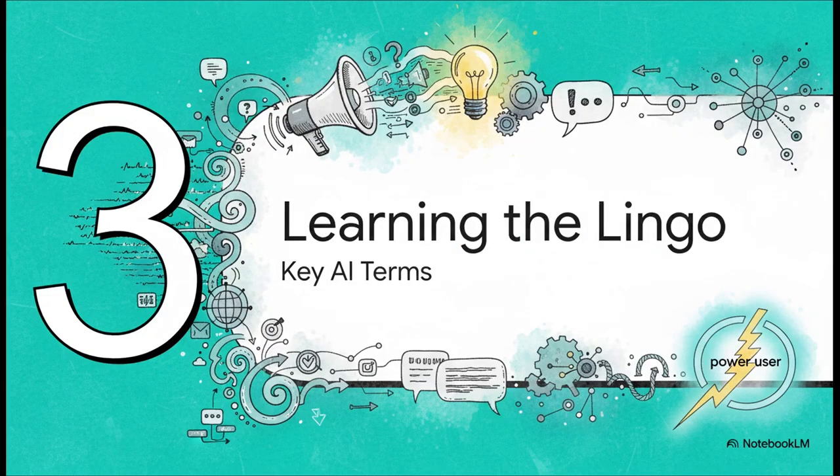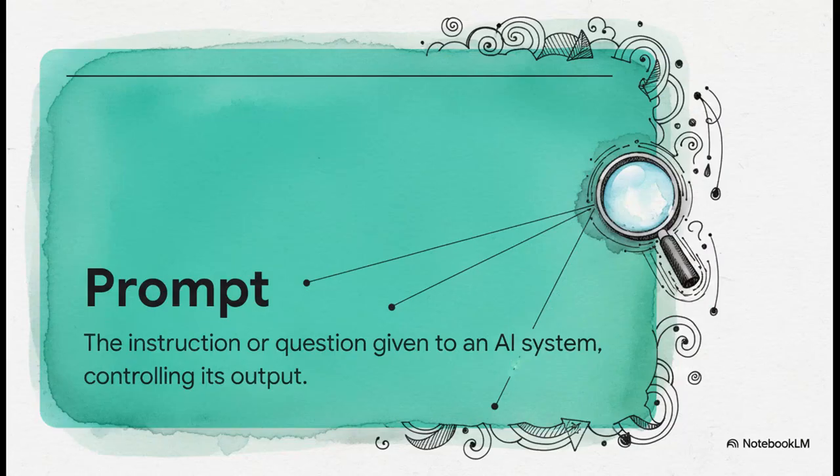So now that we have a feel for how it works, let's learn the lingo. Just knowing a few key terms is going to make you a much more effective communicator with any AI. It's what turns you from a casual user into a real power user. First up, the prompt. This is easy. It's just your instruction. It's the question you ask or the command you give. It is the single most important tool you have for controlling what the AI gives you back.